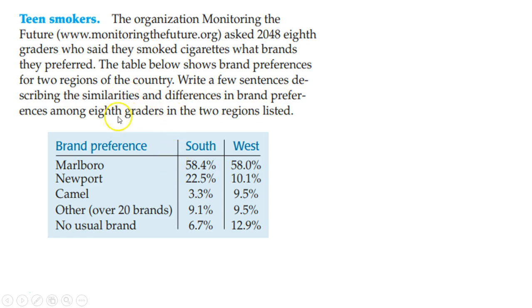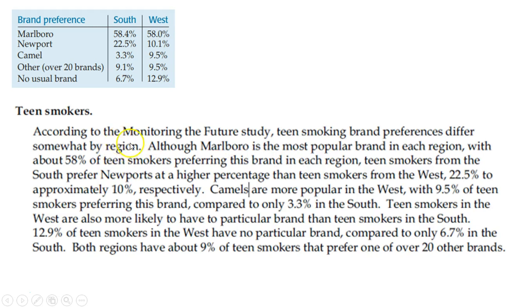So, as we're reading this, right, we want to set our stuff up. It says, according to the Monitoring the Future test, teen smoking brand preferences differ somewhat by region, right? All right. The South and the West, it's about the same. They like the Marlboro, but as you can see, drastic difference in Newports, pretty different for Camels and other brands, but they're pretty similar on those other 20 brands, I guess. But the Marlboro, they're also pretty similar.